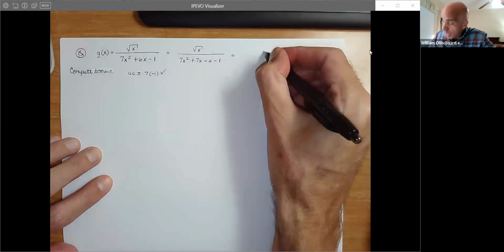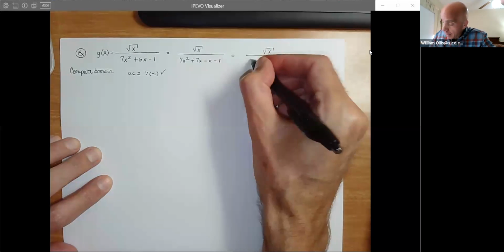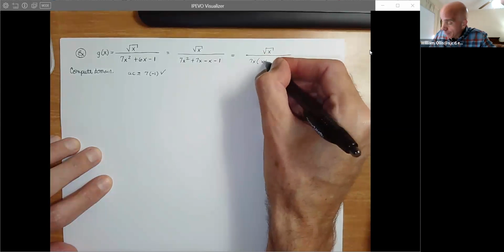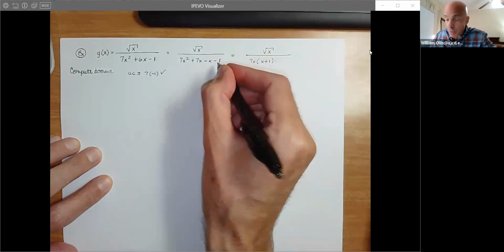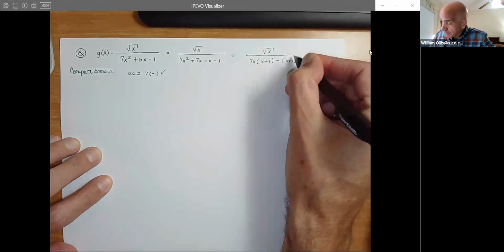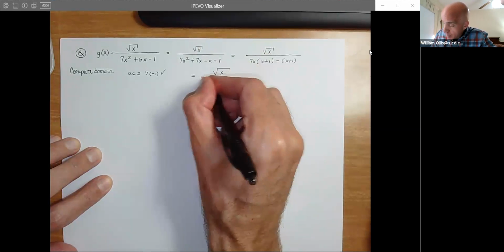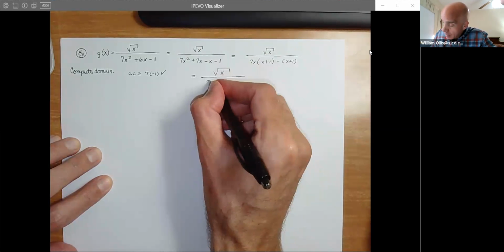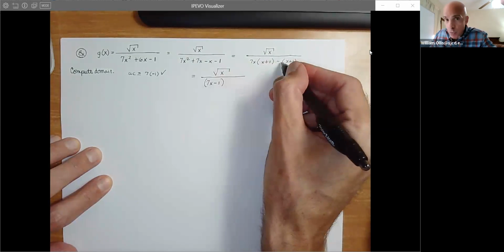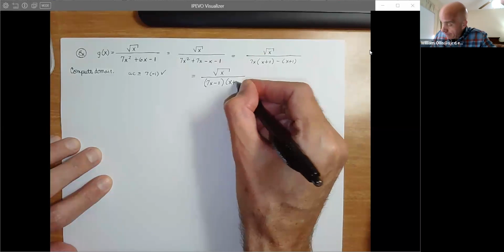So now we have the square root of x, and now we can factor the 7x, and that leaves us with an x plus a 1. And here we can factor the -1. So now we have g of x is the square root of x divided by 7x minus 1. That is, we see that 7 and -1 multiply x plus 1. Again, the distributive law.